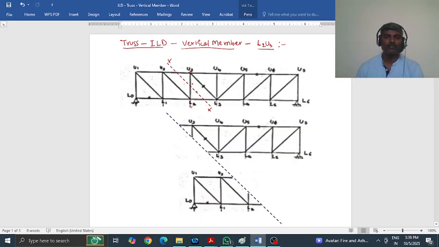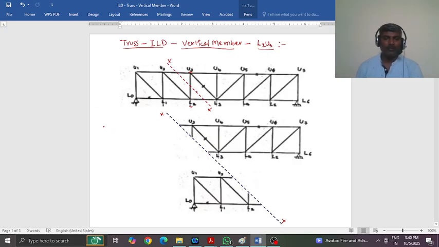So the same section here is drawn in the two parts of the truss. You can see the right part where the member is cut here and the member is cut here, and the other one, the left part.